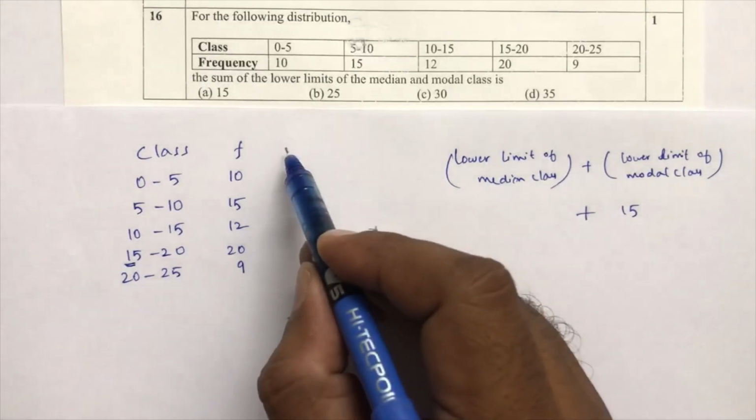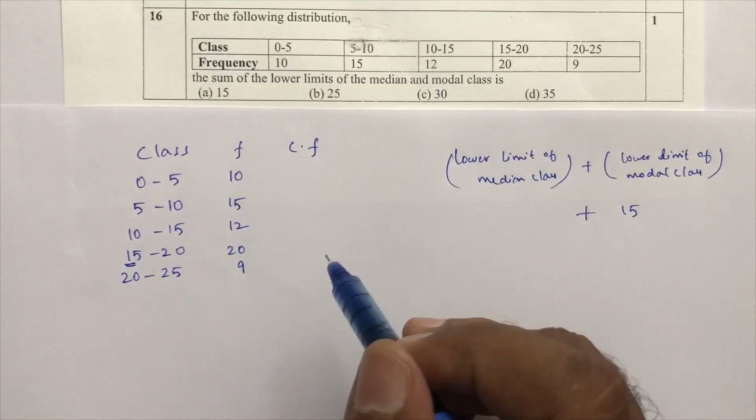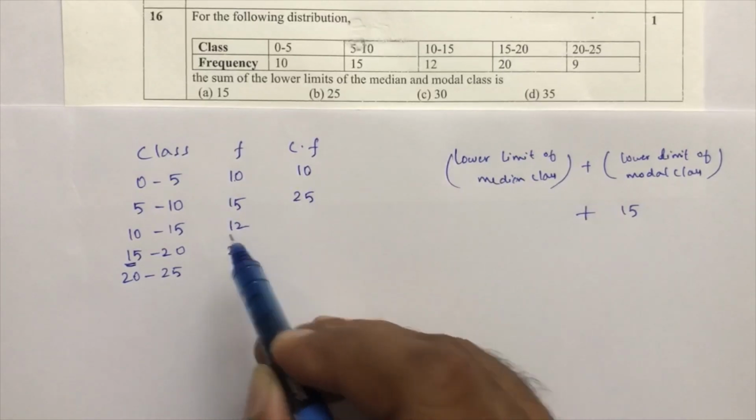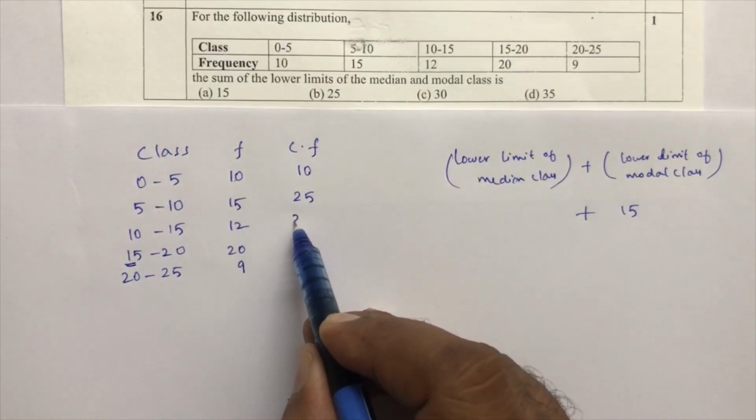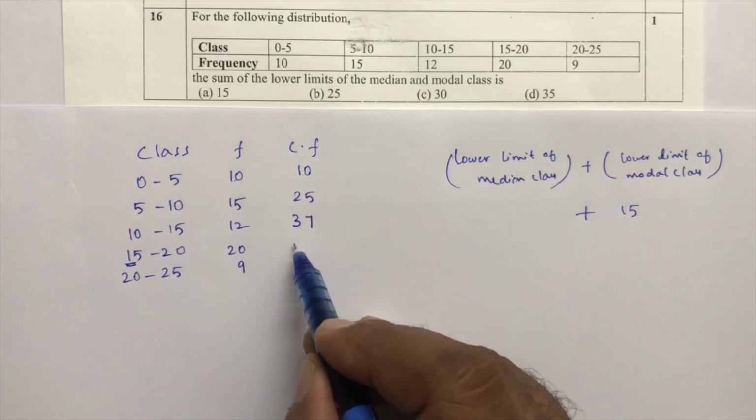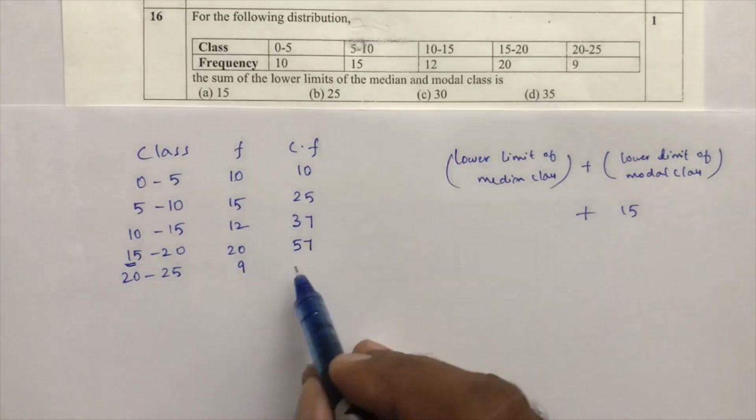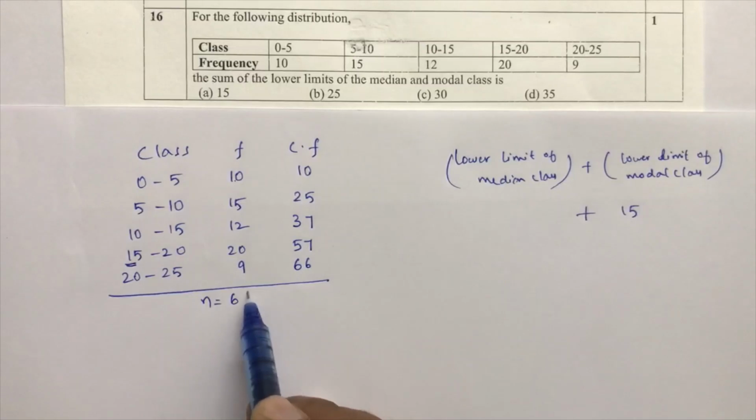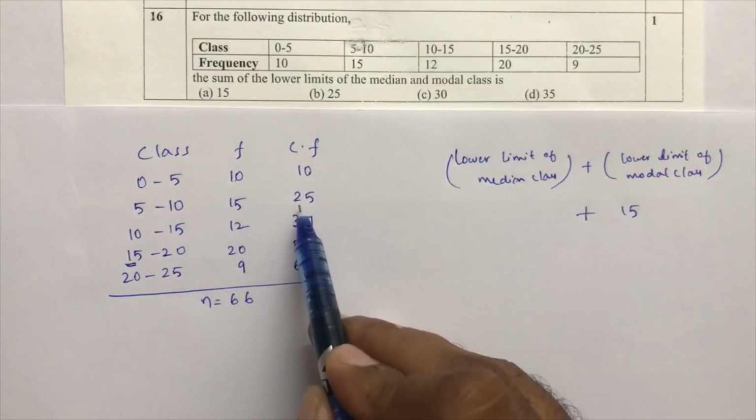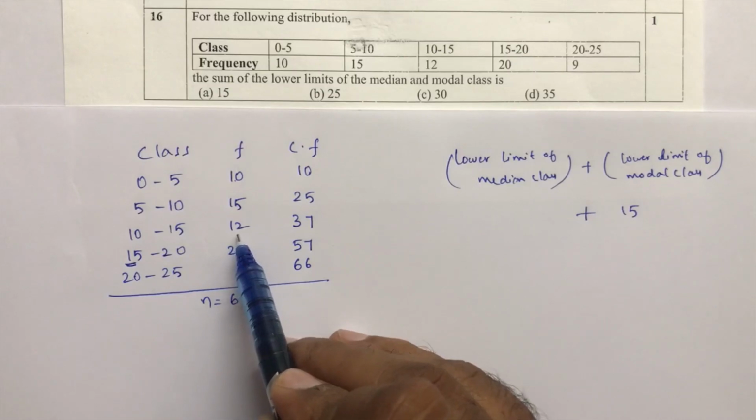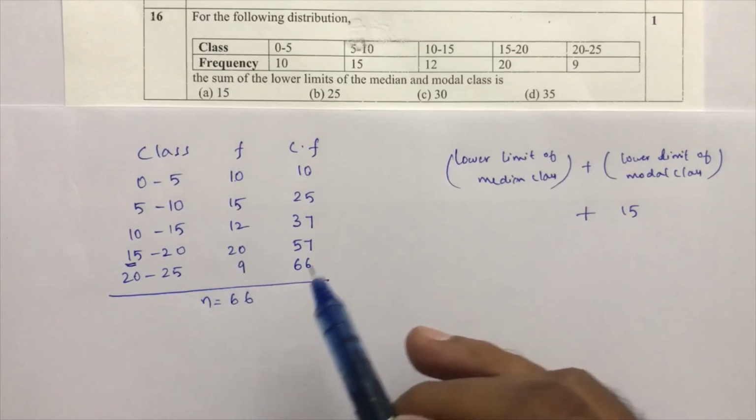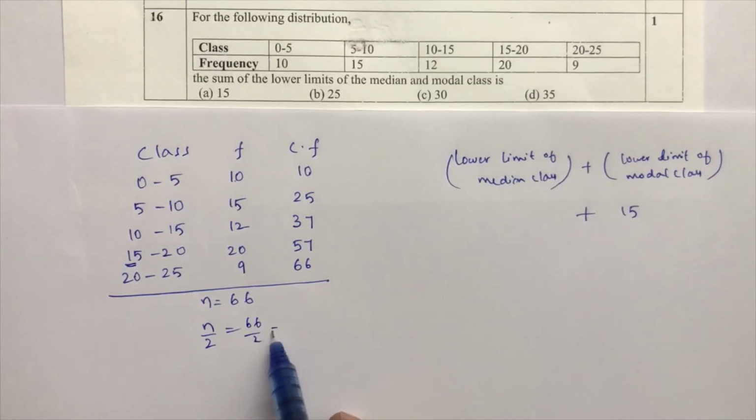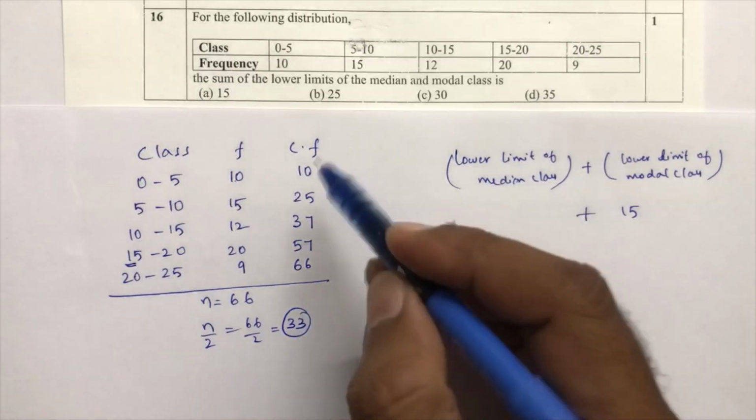But for finding the median class, compulsorily we need to find the cumulative frequency. So cumulative frequency is nothing but 10, 10 plus 15 is 25, 25 plus 12 is 37, 37 plus 20 is 57, 57 plus 9 is 66. So the total frequency is 66. So for the median class, we need to make this frequency half: 66 by 2, which is 33. 33 we need to search in the CF.